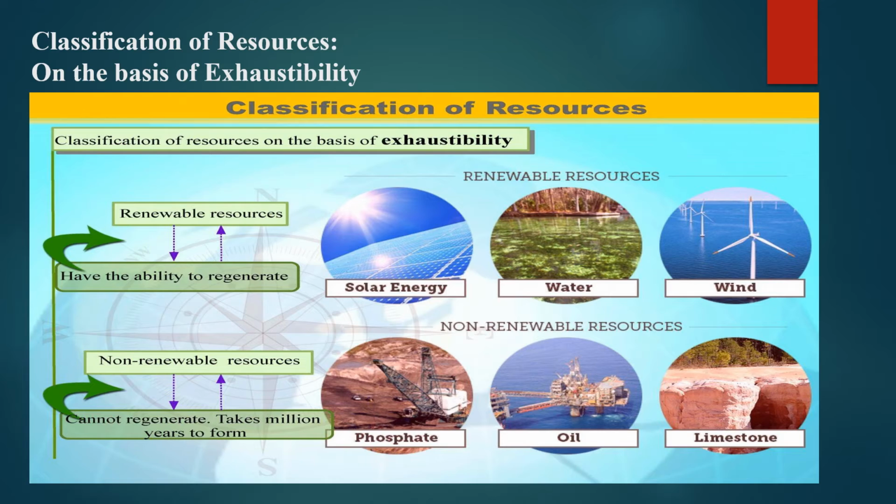On the basis of exhaustibility, we have renewable and non-renewable resources. Renewable resources can be renewed or reproduced by physical, chemical, or mechanical processes. For example, solar and wind energy, water, etc. Non-renewable resources occur over a very long geological time. Minerals and fossil fuels are examples of such resources. These resources take millions of years to form.